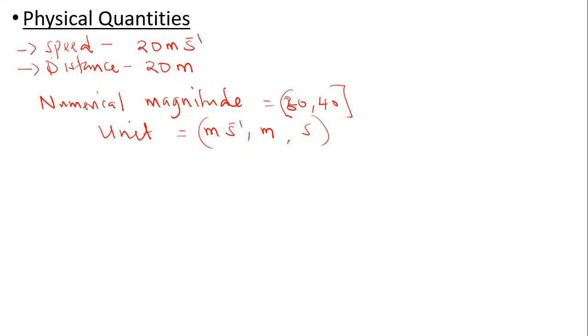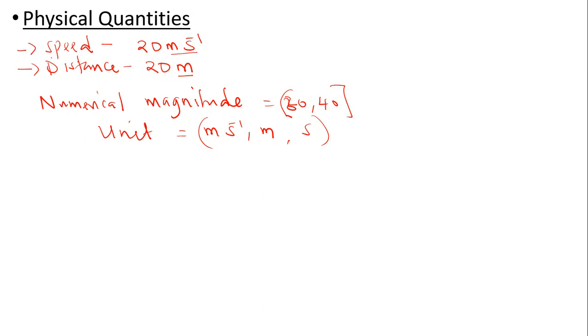Now, to represent a physical quantity, it must contain both a numerical value and a unit in which it is measured. For example, we have seen that distance is measured in meters, and speed is measured in meters per second. So those two are different because of the units that they have. However, they have the same numerical magnitude.